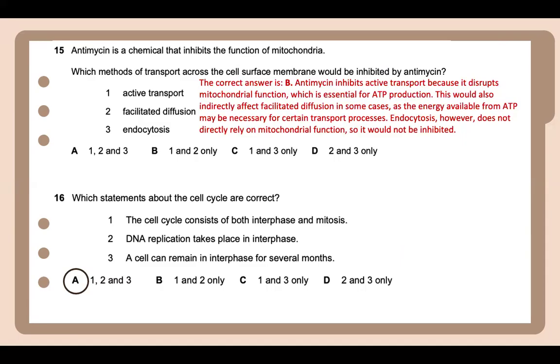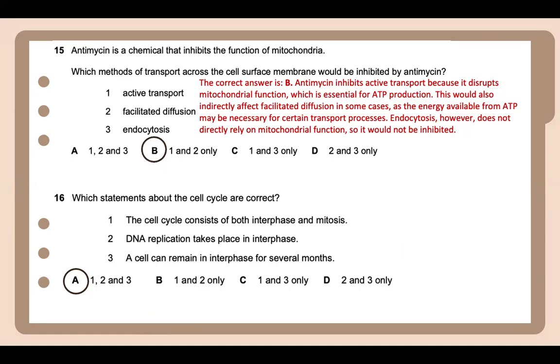And this would also indirectly affect facilitated diffusion in some cases, as the energy available from ATP may be necessary for certain transport processes. Meanwhile, endocytosis does not directly rely on mitochondrial function, so it would not be inhibited. The answer is 1 and 2 only.